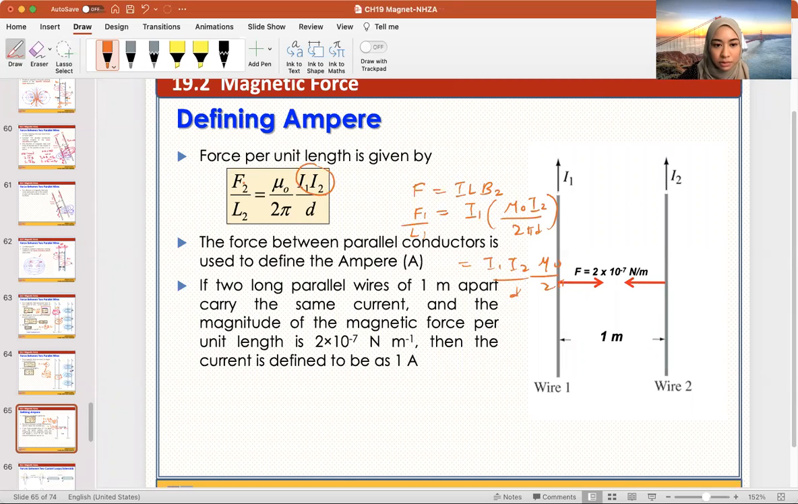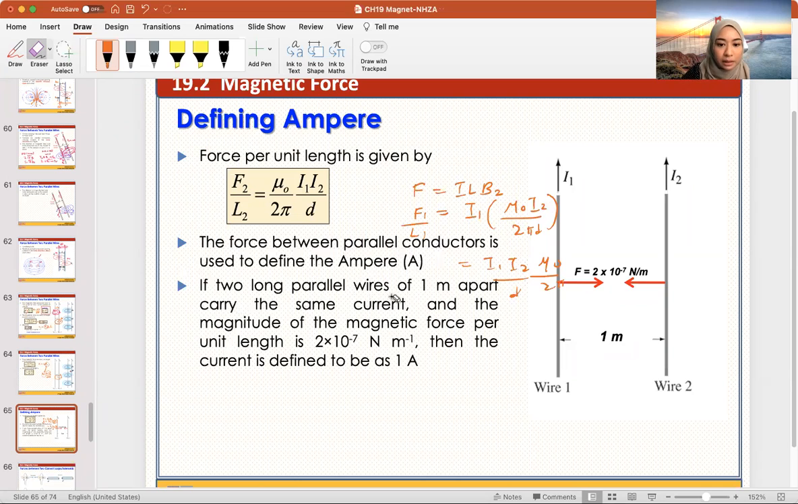Okay, so this is how you get I1, I2. This is talking about F2. So you know that I1 is from B. Okay, that's all. So this is just expansion. You don't have to panic, this is just expansion. So the force between parallel conductors is used to define Ampere.